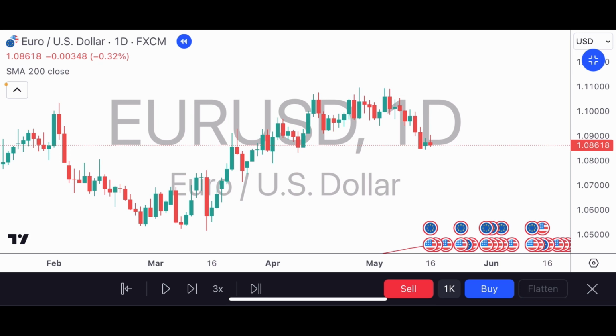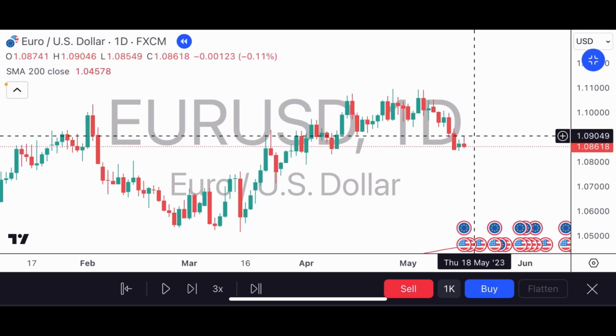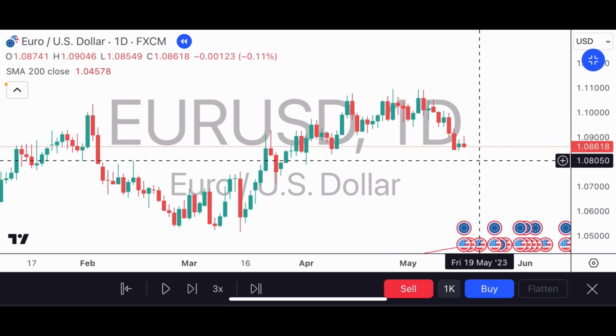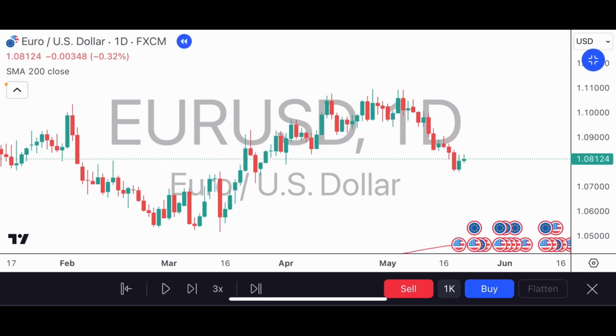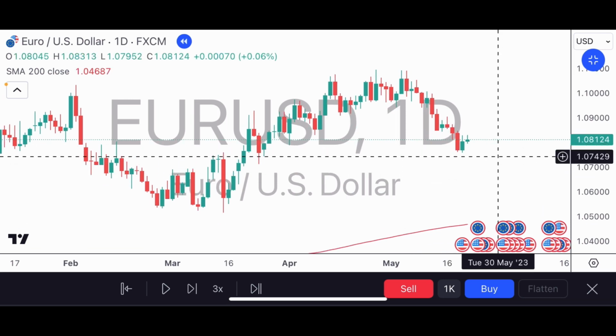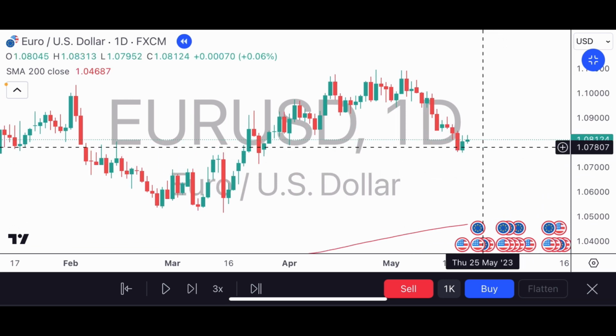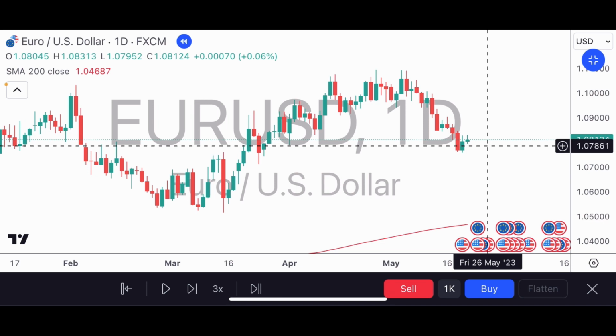Yep, pretty much price broke here. SL's over here, so I'm probably gonna close this trade because it looks like price is going after my stop loss. Yep, pretty much what I said, and it was pretty much what happened.